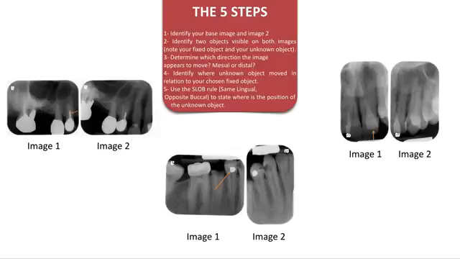Here is example 3. Where is the upper left 2 in relation to the upper left 1? Can you find out the answer using the 5 steps? Do not worry, we are going through the stages. Image 1 is our base image. The fixed object is the upper left 1, and the unknown is the upper left 2. There seems to be a distal shift from image 1 to 2, and the upper left 2 seems to be moving with this shift. Therefore, it is palatally positioned to the upper left 1.